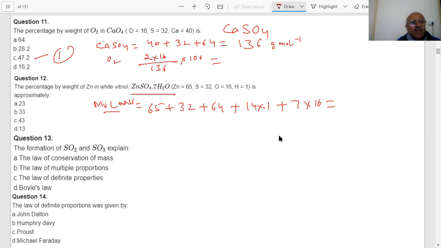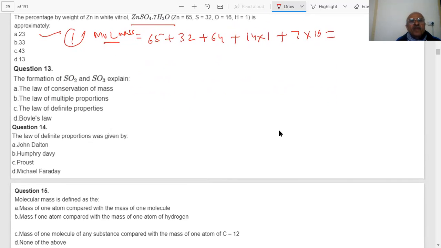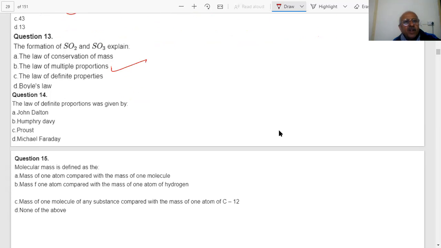Okay, next question on the screen, students. The formation of SO2 and SO3, explain. This question is actually not based on the law of definite proportion. This is the law of multiple proportion, students. So you may not be knowing it. Okay, you can leave this question.